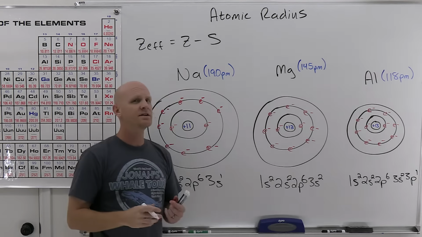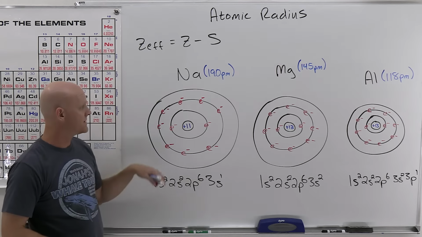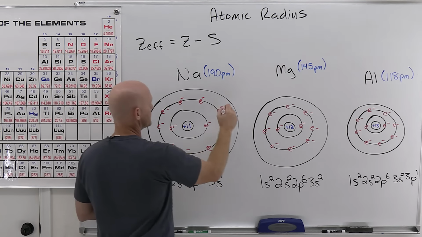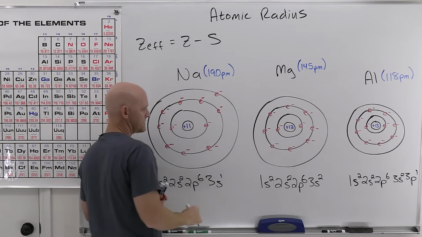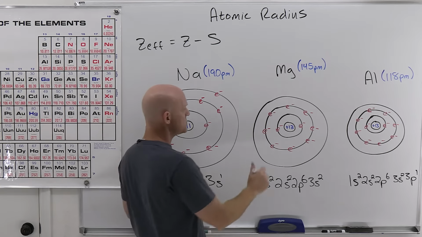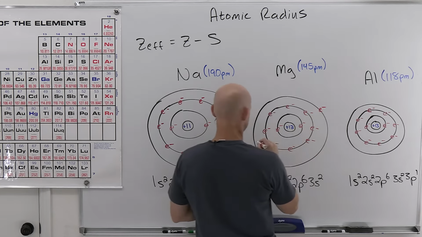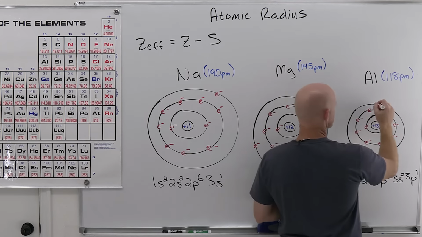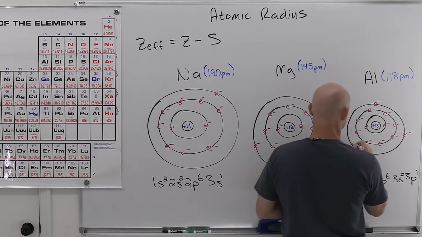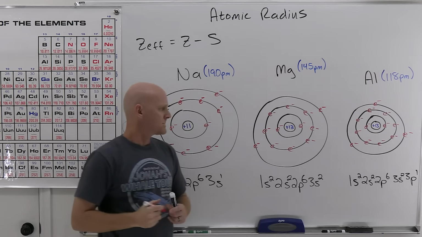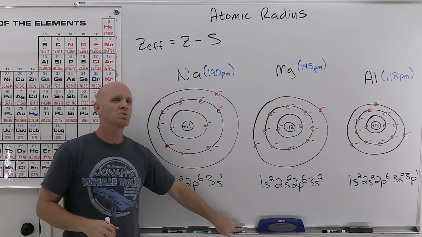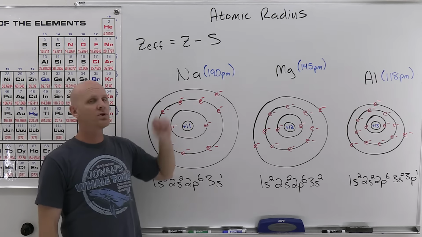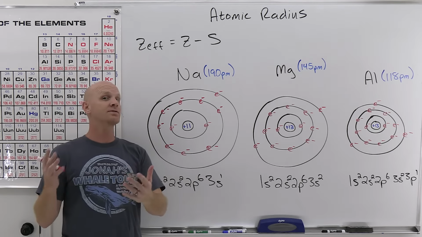And then finally, what we're going to see a difference in is the valence shell, the outermost shell. With sodium, we're just going to have 1 electron out there. For magnesium, we're going to have 2 electrons out there. And then for aluminum, we're going to have 3 electrons in that valence shell. Okay, so the way this works, the outermost electron determines the outermost boundary of the atom and therefore the radius.